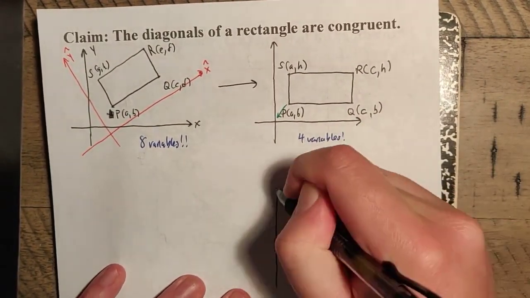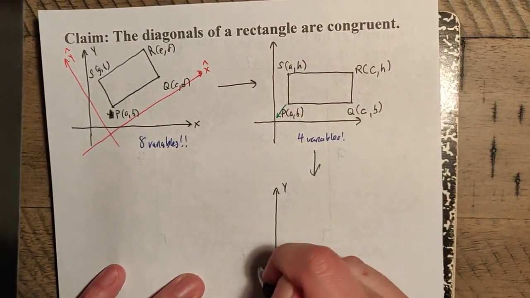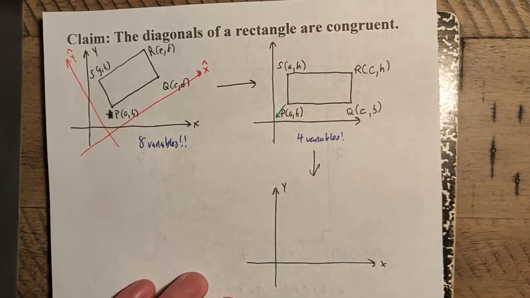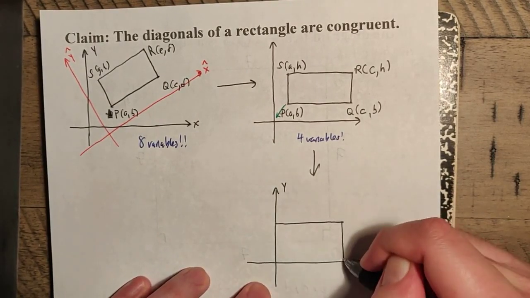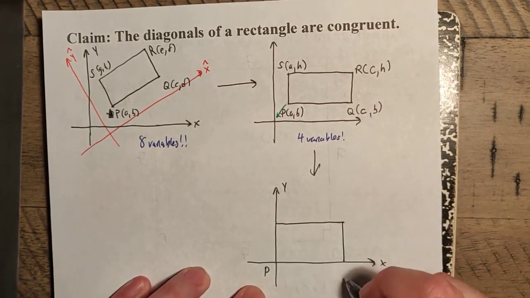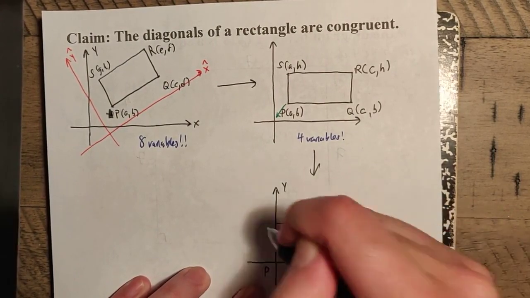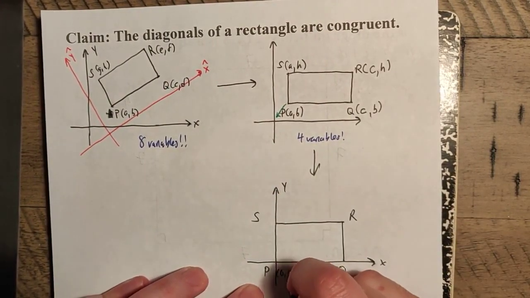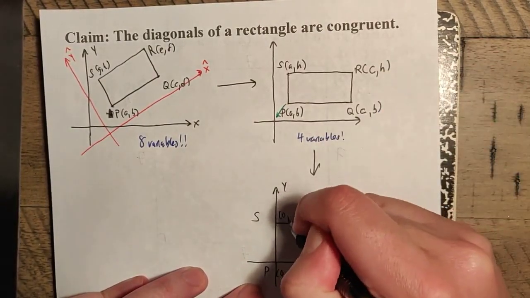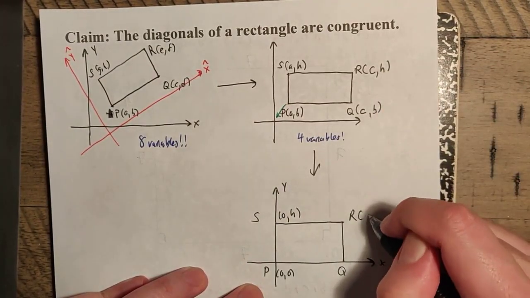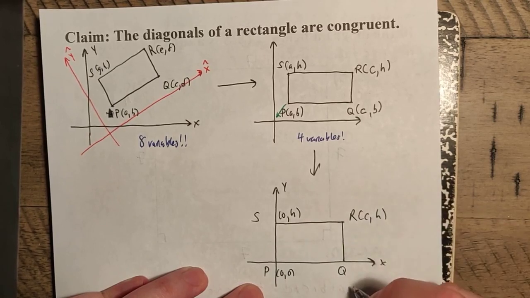Some of you may note here that if we were to do that, we shove P to the origin here. Now our picture looks like this. Note that A and B are now 0, 0. That makes A and B 0. So that means S is going to be at the point 0, H. R is still going to be at some point C, H here. But Q is going to be, now again, B is 0, so I'll call it C, 0.